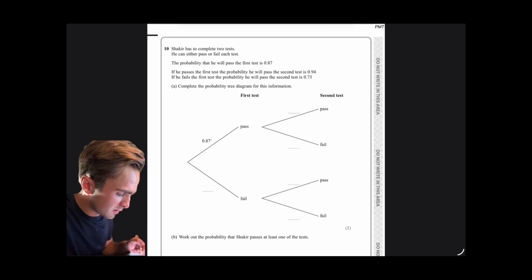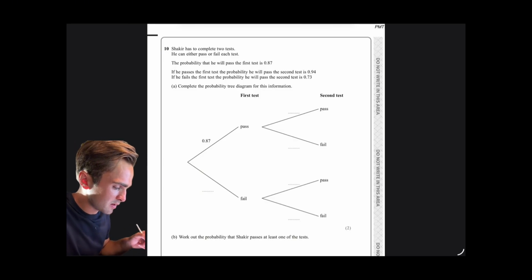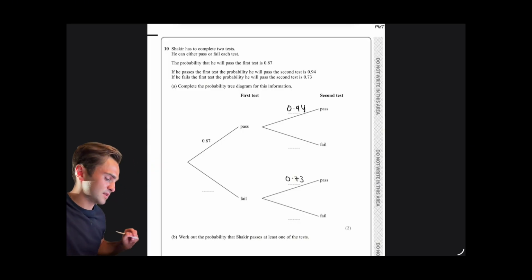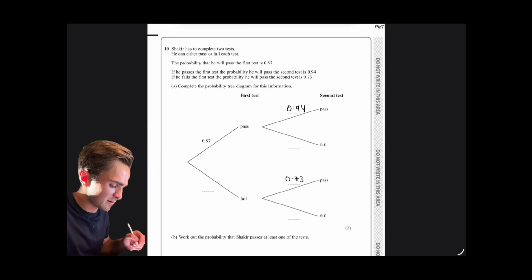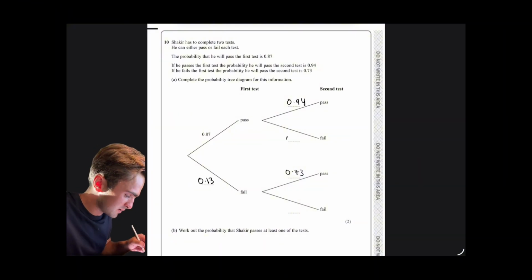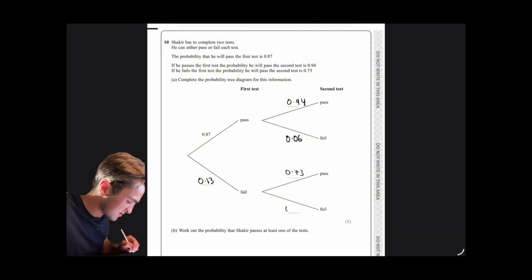Okay, so what do we know? He passes the first test with 0.87, so that's the top branch, and the second is 0.94. If he fails the first and passes the second, it's 0.73. So from here we can work out the blanks, because every set of probabilities has to add up to 1. So this is 0.13, this is 0.06, and this is 0.27.